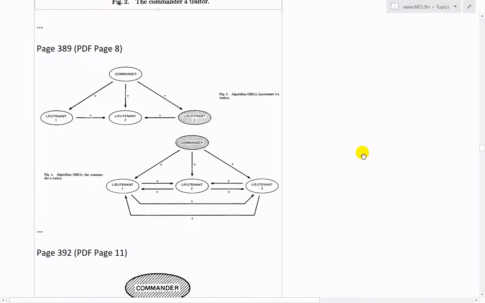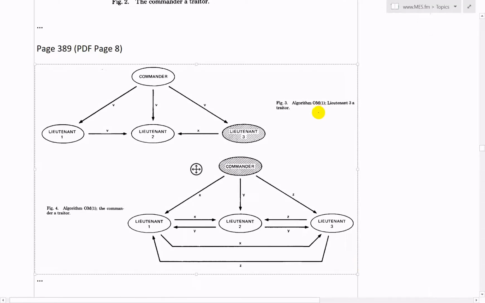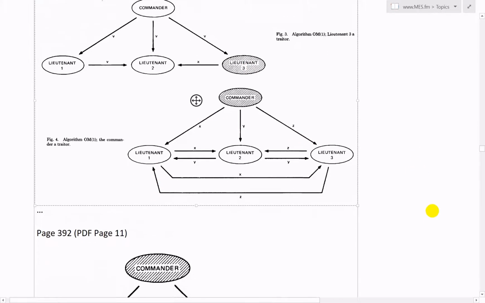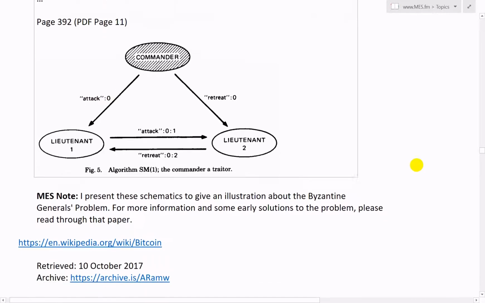Here is another example over here. In this algorithm, Lieutenant 3 is a traitor here. So if this one tells everyone V, this one tells V, and this one gives an X, that's Lieutenant 3. In this one, the commander's a traitor, says X, Y, Z to everyone instead of just one voice to everyone, so it's a traitor. Another one, the commander's a traitor, attack, yeah, so just similar stuff like that.